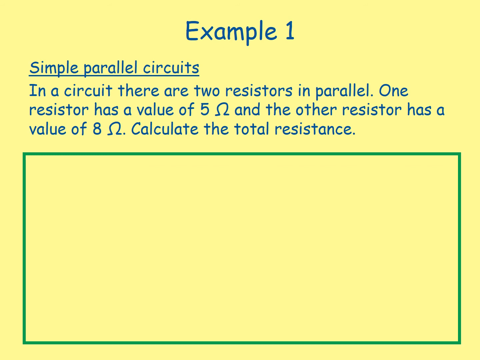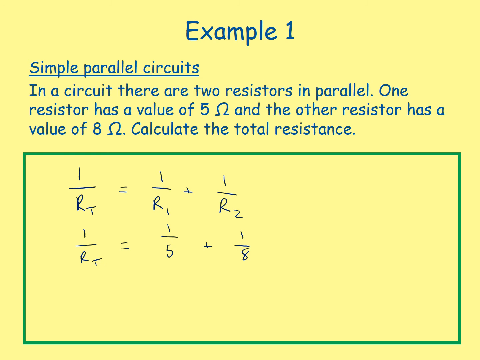Example 1. Simple parallel circuits. In a circuit, there are two resistors in parallel. One resistor has a value of 5 ohms and the other resistor has a value of 8 ohms. Calculate the total resistance. For this, we need our equation for resistors in parallel. This is 1 over RT equals 1 over R1 plus 1 over R2. We can substitute in our resistor values, so 1 over RT equals 1 over 5 plus 1 over 8.